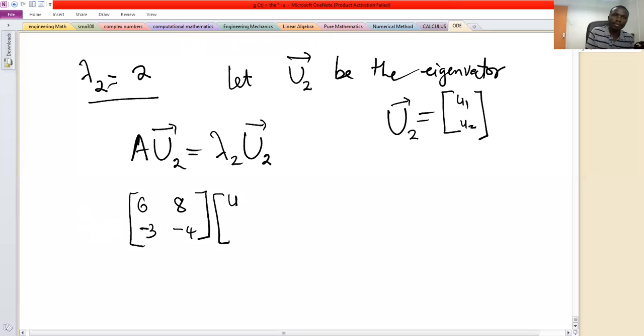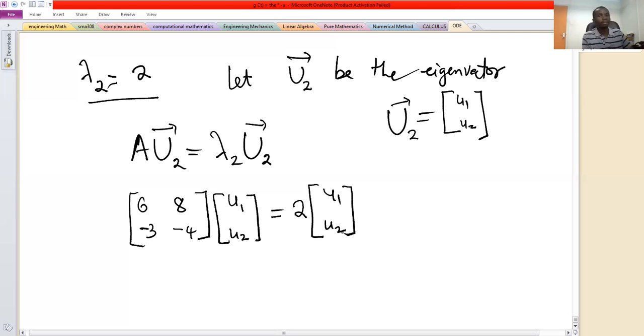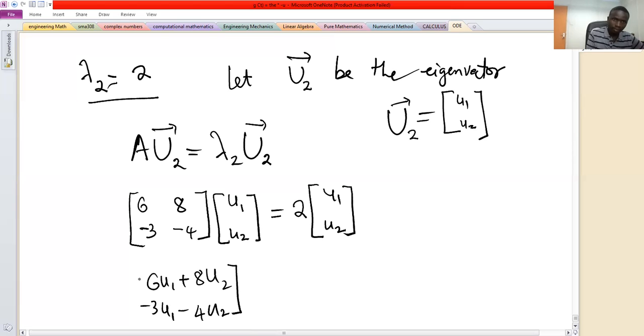Then A times U1, U2 equals lambda 2, which is 2, and then U1, U2. So that's what we have. Now carry out the multiplication. So we'll have 6U1 plus 8U2, and then minus 3U1 minus 4U2 should give us 2U1 and then 2U2.